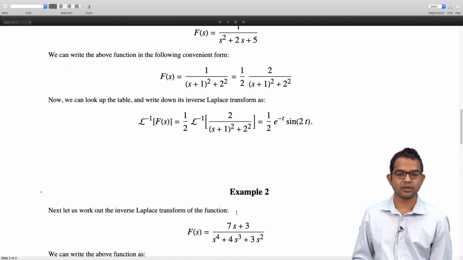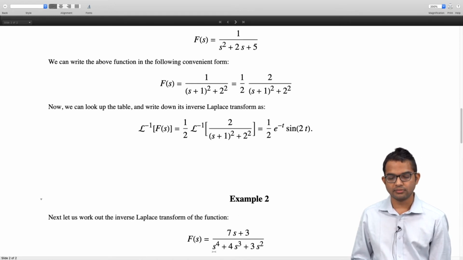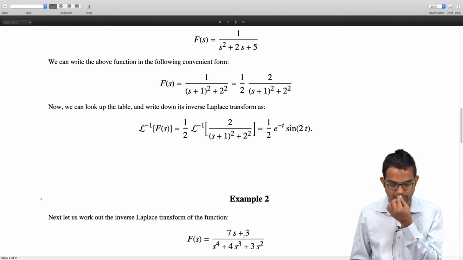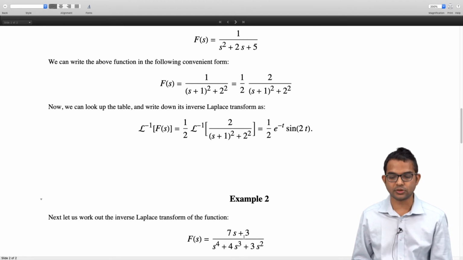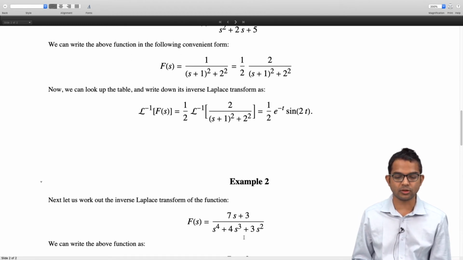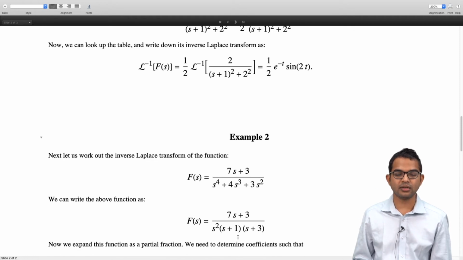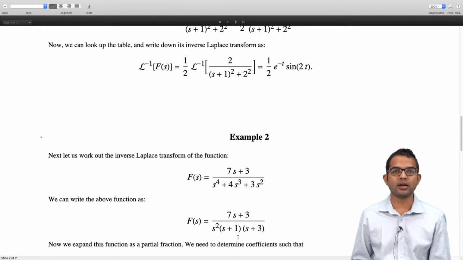So suppose you have some algebraic expression. In the denominator you see that you have s to the power 4 plus 4s cubed plus 3s squared, but this s squared is something that you can pull out, and so you can rewrite this as 7s plus 3 divided by s squared times s plus 1 times s plus 3. It's in this complicated form, but we should write it as a partial fraction so that we can bring it into one of the standard forms.